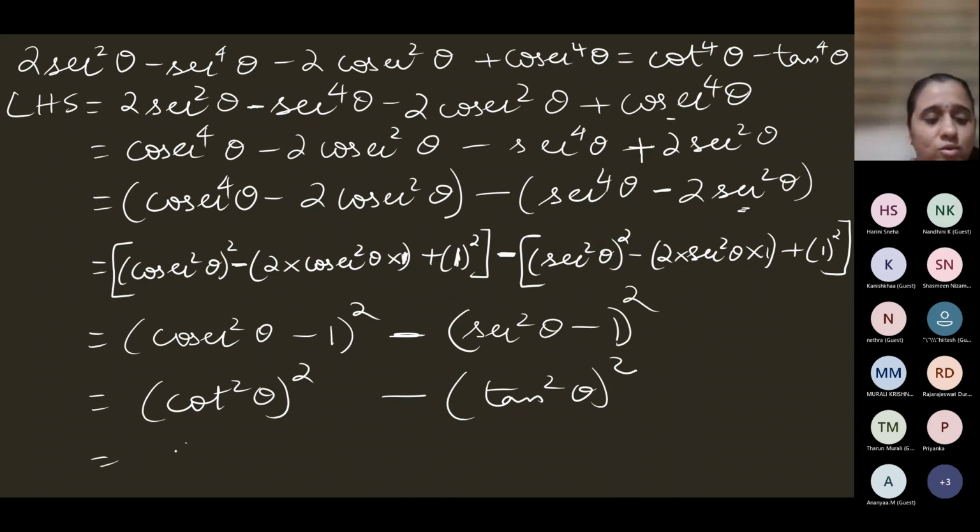Now this is 2 into 2, 4. So cot theta to the power 4 minus tan theta to the power 4, which is the RHS.